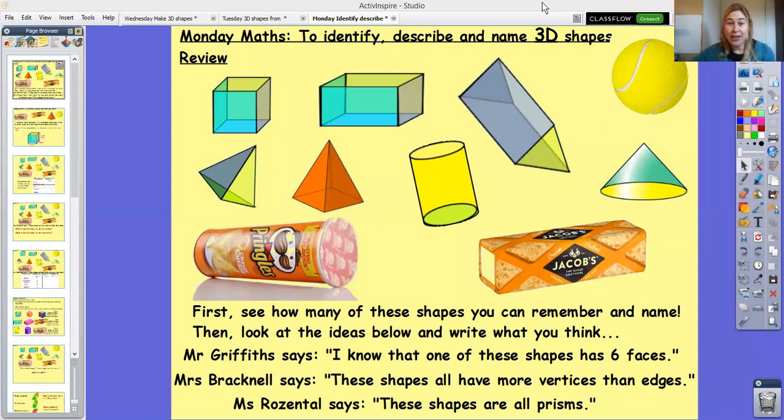This week we're looking at 3D shapes, and today's lesson is all about identifying, describing and naming 3D shapes. So we're going to be looking at lots of 3D shape language. Let's start with the review tasks.